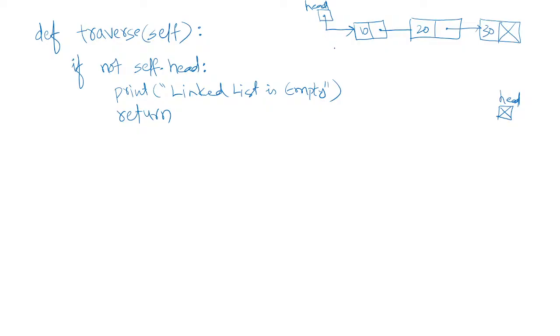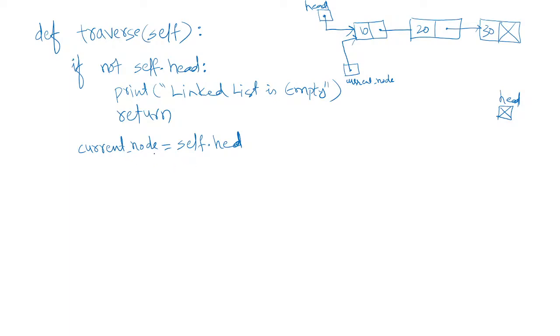Otherwise, you need to traverse this list and print each node by using a temporary pointer. Always use a temporary pointer, which we call the current node. We create a variable called current node, and you start from the first node, whose address is present in the head. So current node is equal to self.head.